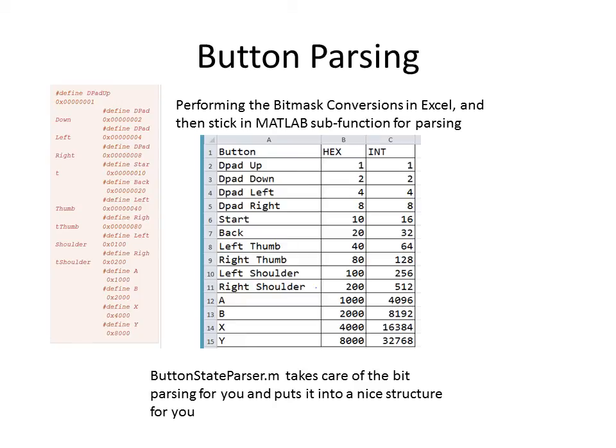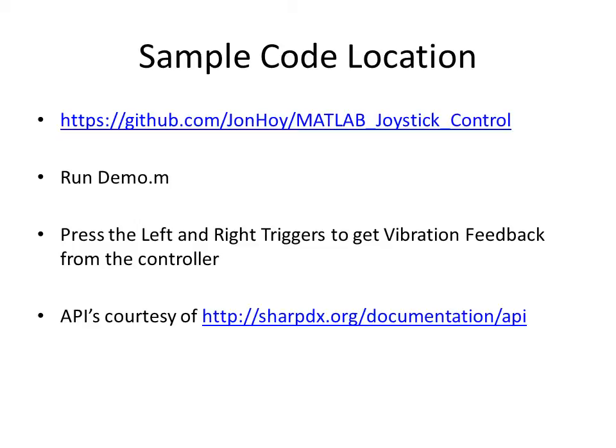I had to create a special subfunction to parse out the buttons. This is kind of extra details that aren't really that important, but essentially go on to github.com, grab a copy of my demo code. And basically, if you press the left or right trigger buttons, you'll get vibration feedback from the controller.